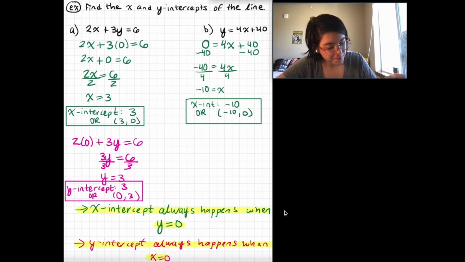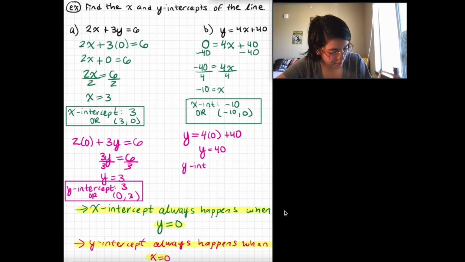For our y-intercept, we plug in 0 for x, so we'll leave y on its own. Y is equal to 4, plugging in 0 for x, plus 40. Well, 4 times 0 is just 0, so we have y is 40. So our y-intercept can be written as 40, or the coordinate point 0, 40.